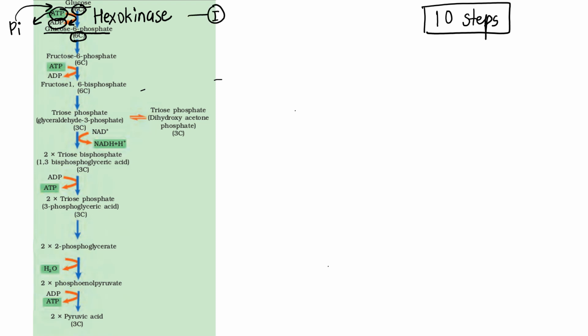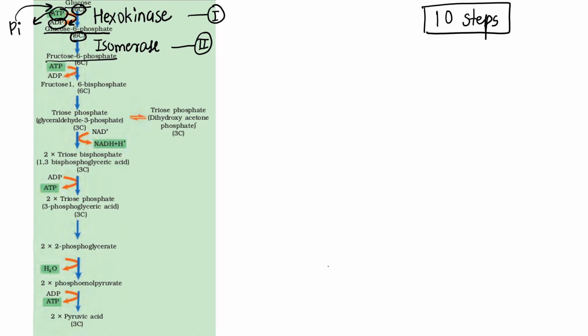Second step is glucose 6 phosphate getting converted to fructose 6 phosphate. Now there is no change, only glucose has been converted to fructose. And we know glucose and fructose are isomers. So here the enzyme is isomerase. This is the second step.